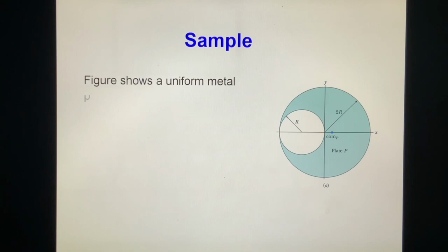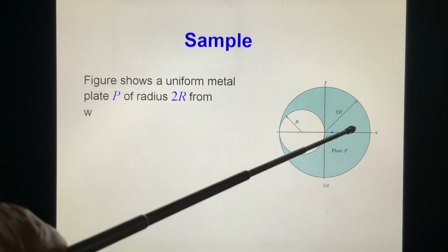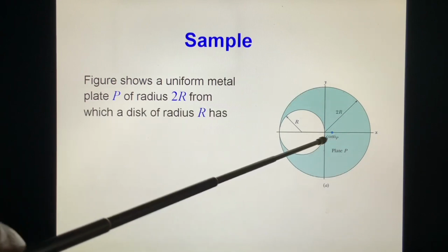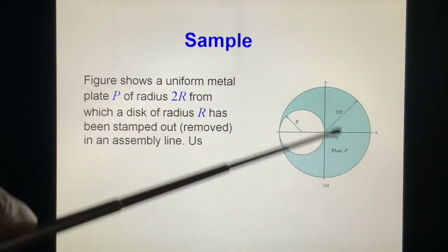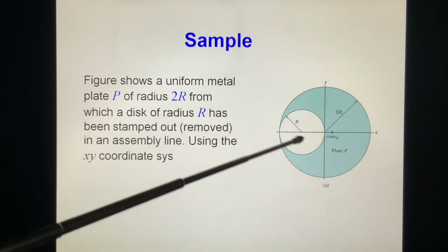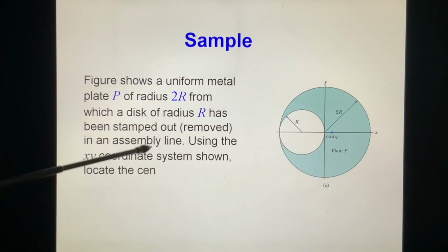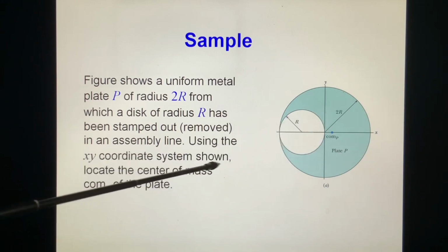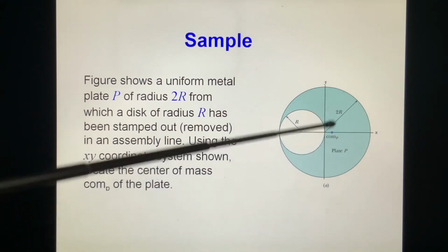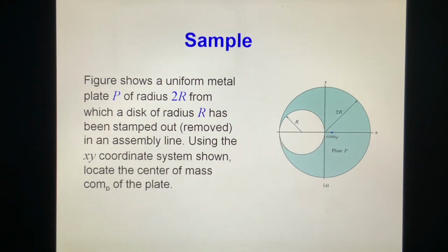Sample problem. The figure shows a uniform metal plate P of radius 2R, from which a disk of radius R has been removed in the assembly line. Using the XY coordinate system shown, this is X, this is Y, locate the center of mass com of this plate.